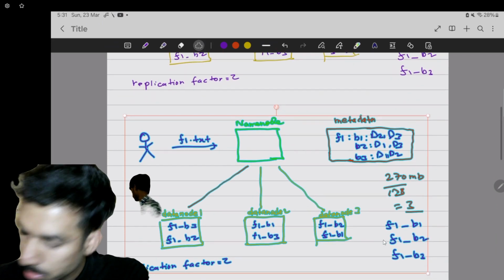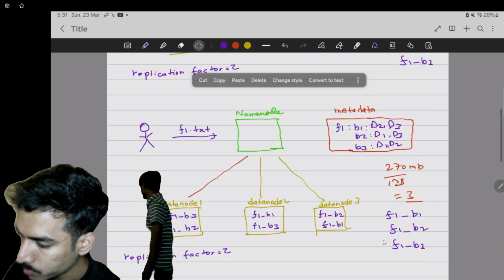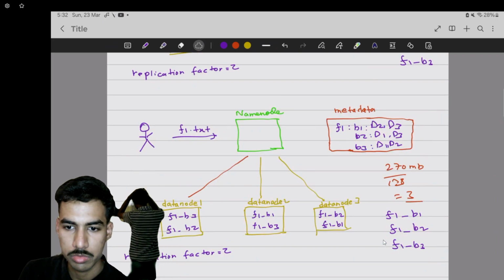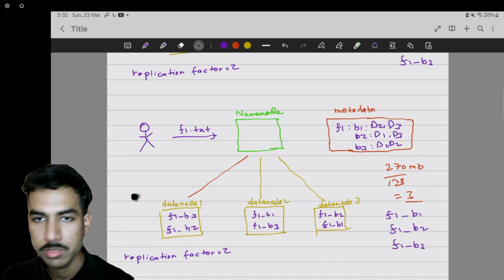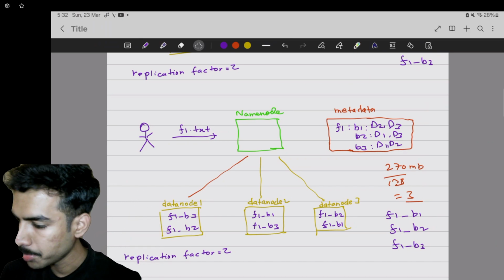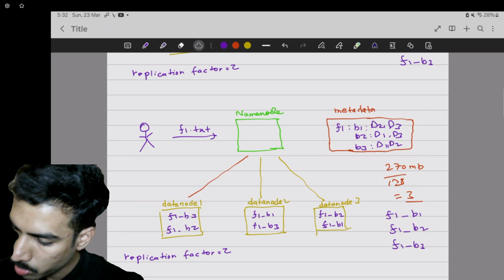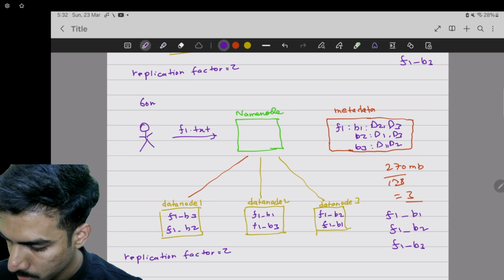See, I copied it. Okay, now this is getting too much in front of my eyes. Okay, now I copied it. My default block size is now 60 MB.